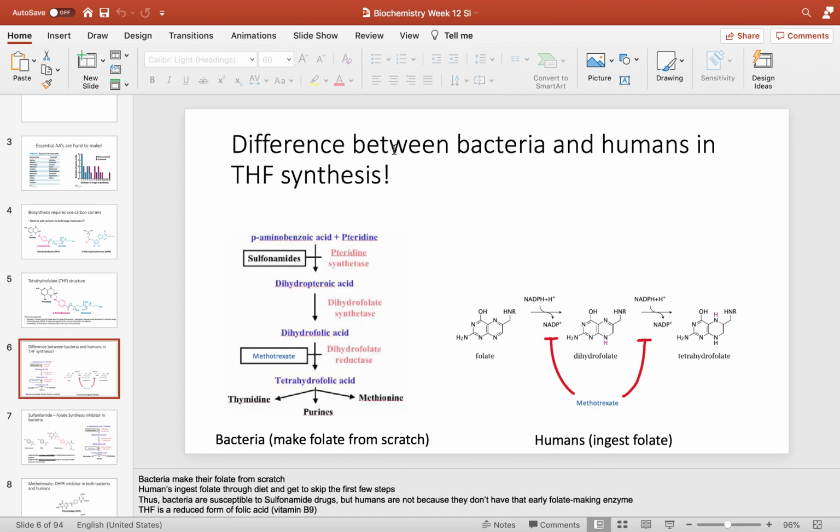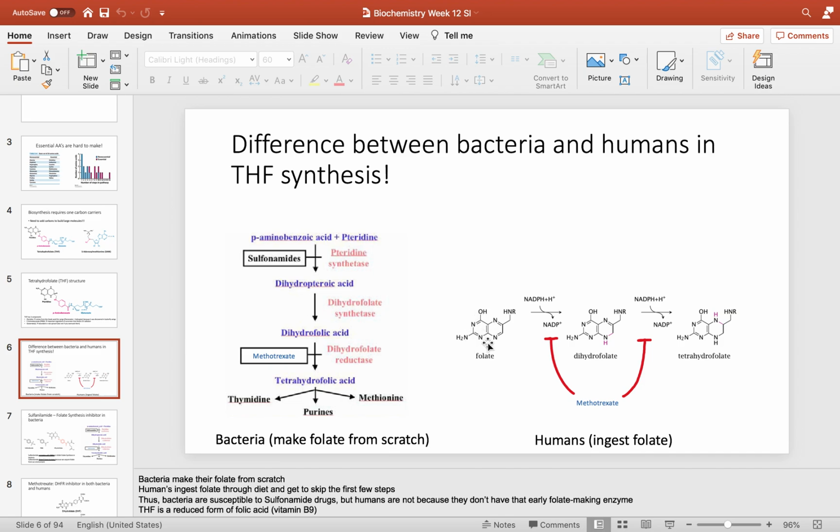So let's look at the THF synthetic pathway. On the left here is the pathway in bacteria, and on the right is the pathway in humans. Let's examine the one on the right first. So we see here that humans ingest folate. If you look on any nutrition box, like let's say your cereal, you'll see there's something for folate or folic acid. And that's what this is, because humans can ingest folate by themselves.